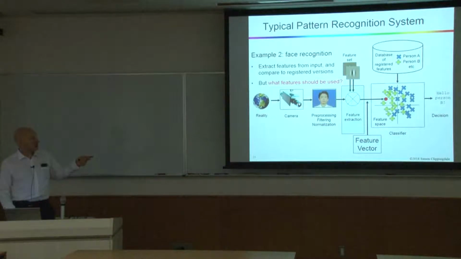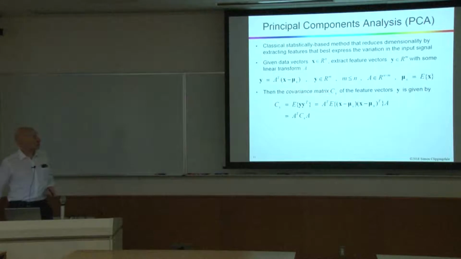And we would like to know what features are going to make this system work and what features would not make it work. So can you do anything statistically to get yourself good features in some sense? The answer is yes, you can. A classical statistical method is called principal components analysis. It has various other names, but this is probably the most common one. It's also called an eigenvector transform.